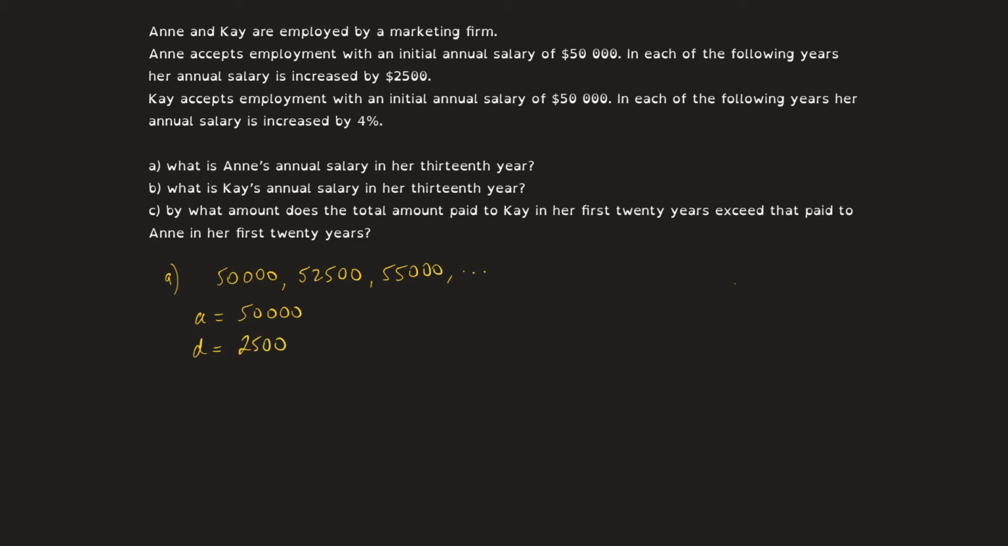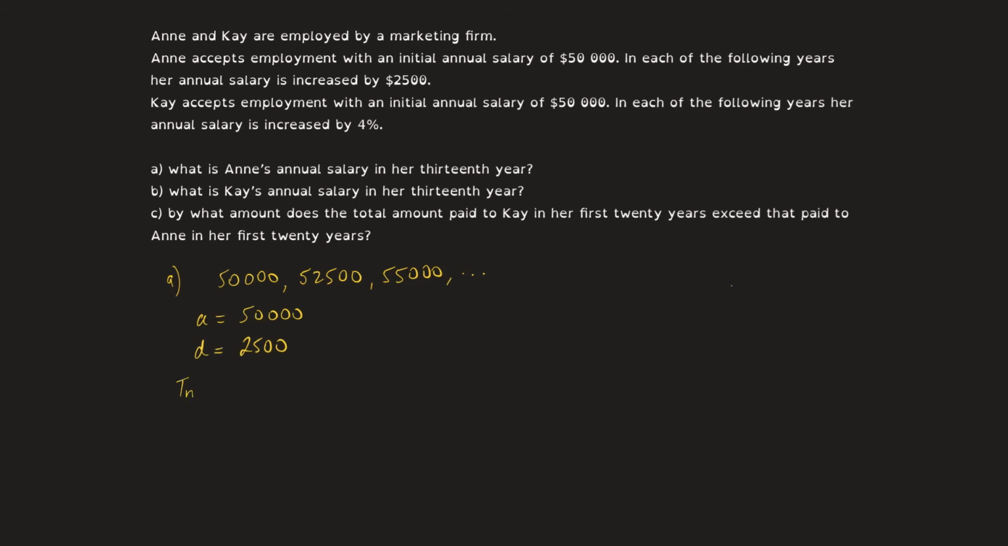Okay, so using our formula for Tn, it's a plus (n minus 1) multiplied by the difference. So term 13 is going to be 50,000 plus 12 times d, which is 2,500. And that will work out to be $80,000. So in the 13th year, Anne's annual salary will be $80,000. Okay, now for part B.